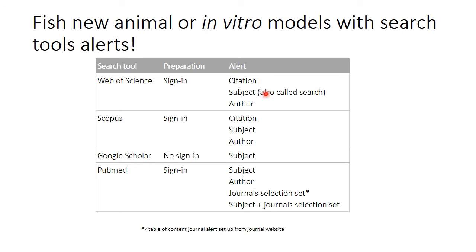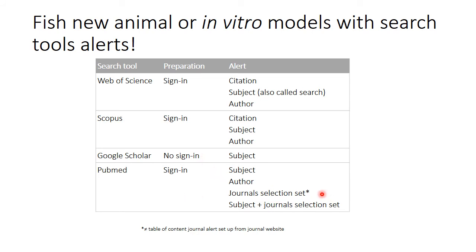The subject alert is very closely related to the building of a search string that can be reused for automatically sending you emails concerning this topic. You can notice that Google Scholar also has the option of a subject alert, but you don't need any sign in to do that.